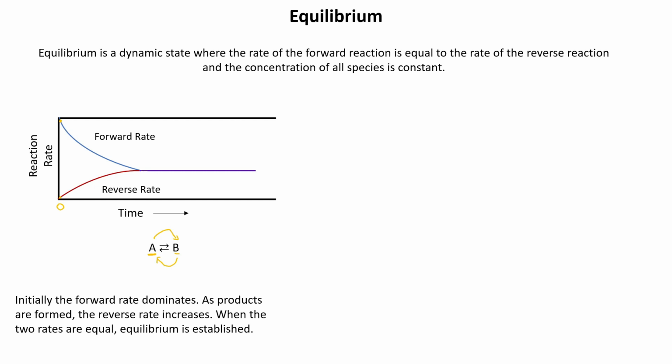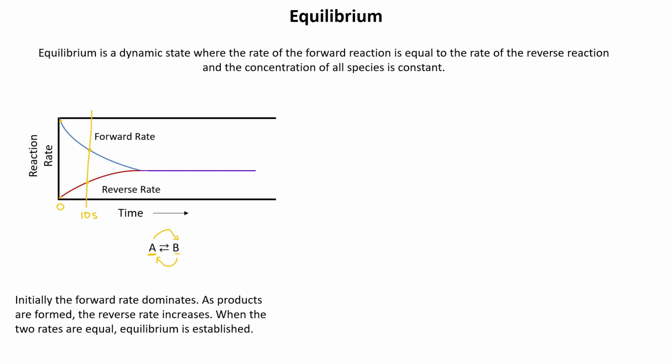So what happens to the rates, again, as time progresses? Let's take a look at this time interval right here. I don't know, let's call this 10 seconds. Our forward rate has decreased. We don't have quite as much A. We still have the forward reaction happening. It's just not happening at as fast a rate. And what's happening to our reverse rate? Well, it is increasing because we have formed more of our product B.